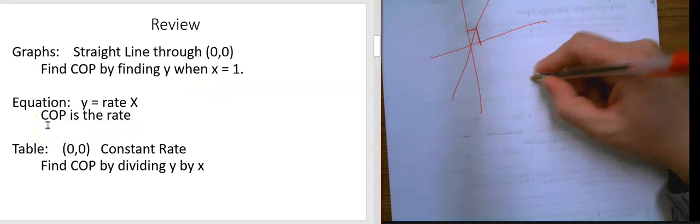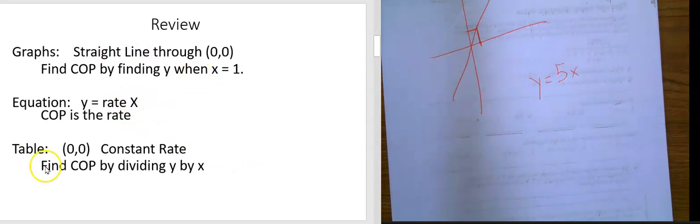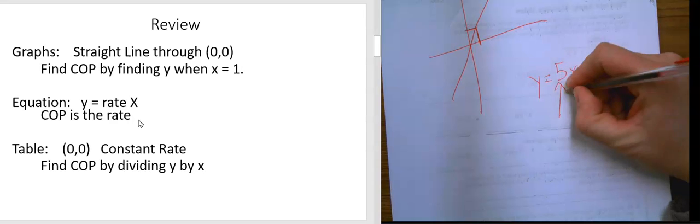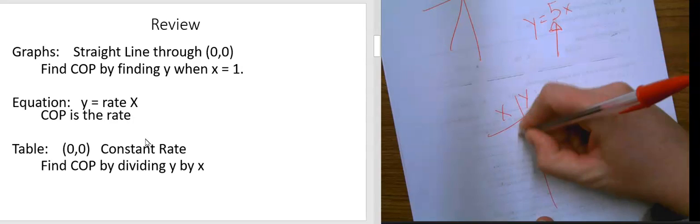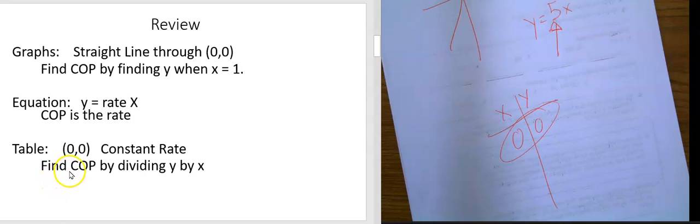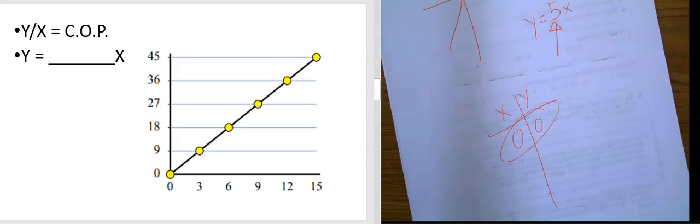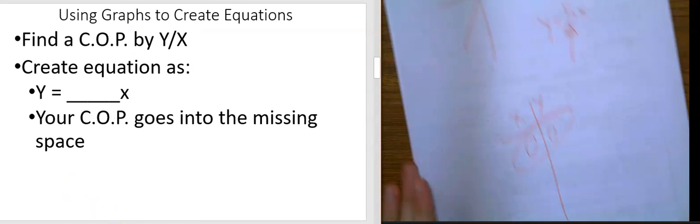For an equation, you've got y equals 5x or 7x or whatever. Then your constant of proportionality is whatever that number is. For a table, we're looking for two things. We're looking for if it is 0, 0 on the table. If it's 0, 5 or 0, 7 or something, it is not proportional. Second thing we're looking for is how to find the COP, and that's a new one for today. You're going to find the COP by dividing y by x. We're going to do some practice with that here in a minute. If you know how to do everything on this slide, you're golden for tomorrow. Okay, the COP is y divided by x.